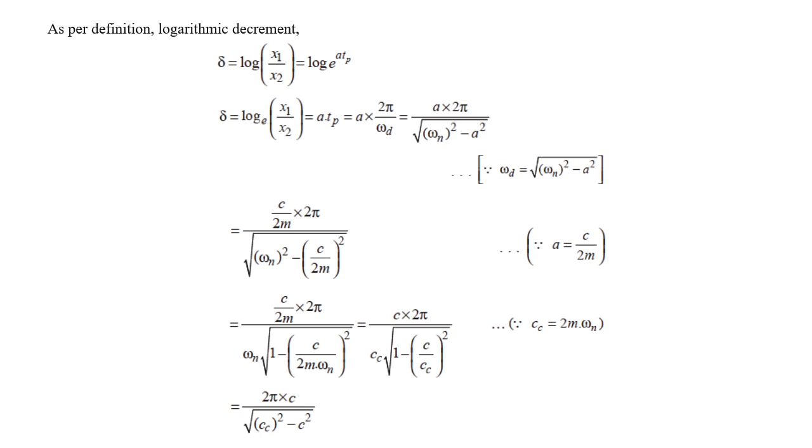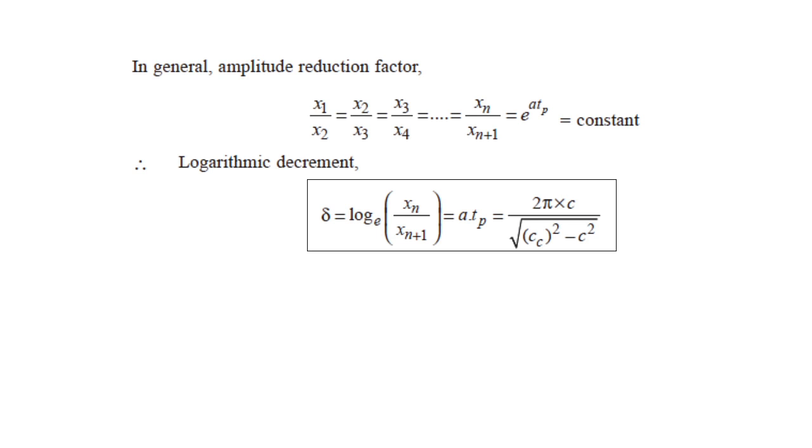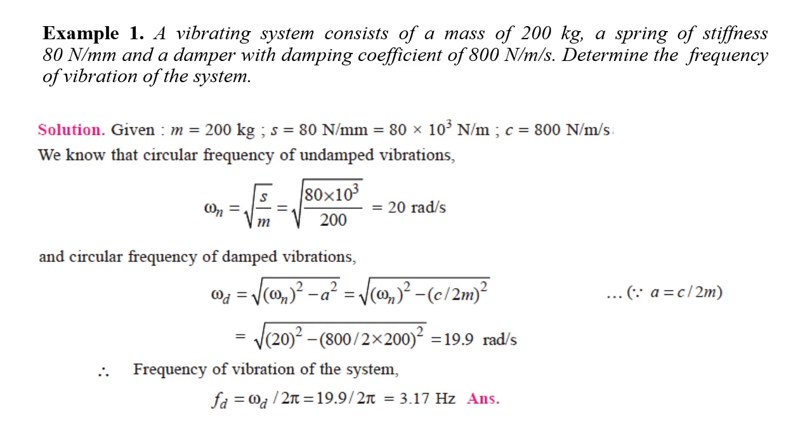You have to remember these two formulas for logarithmic decrement. Delta is equal to log to the base e of x1 upon x2, which is equal to twice pi c upon square root of cc square minus c square, where x1 upon x2 is the amplitude reduction ratio, c is the damping coefficient, and cc is the critical damping coefficient. Now in general, the amplitude reduction factor we can write as x1 upon x2 is equal to x2 upon x3 is equal to x3 upon x4 is equal to xn upon xn plus 1. Remember, these ratios are constant. Therefore, the delta formula you have to remember as log to the base e of xn upon xn plus 1, and it is also equal to twice pi c upon square root of cc square minus c square. Remember this for problem purposes.